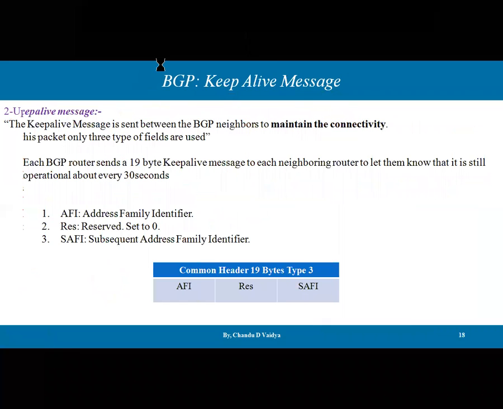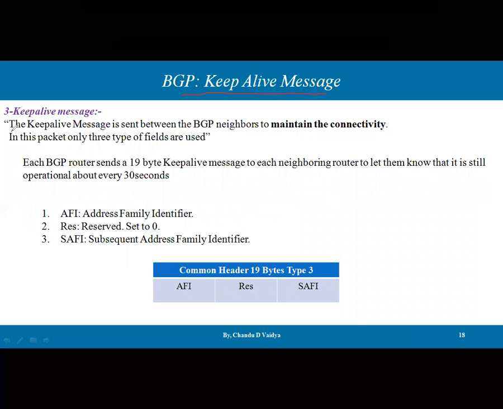Let's take the third message, or third packet, the keep alive message. This keep alive message is sent between the BGP neighbors to maintain the connectivity. To maintain the connectivity, in this packet only three types of fields are going to be used. Moreover, each BGP router sends a 19-byte keep alive message to each neighboring router to let them know that it is still operational, about every 30 seconds. So after every 30 seconds, it is sent to other neighbors to say that I am still alive.